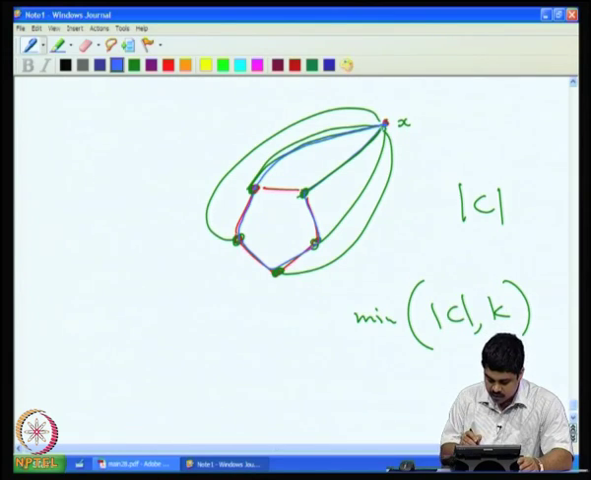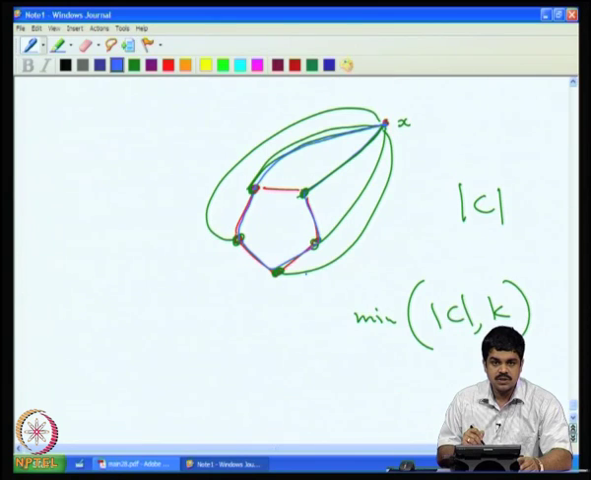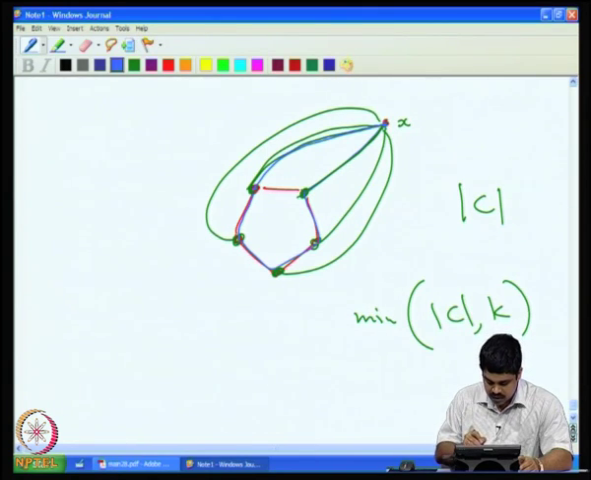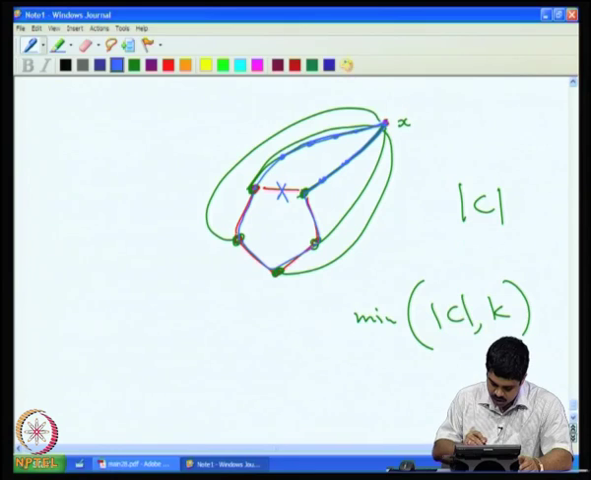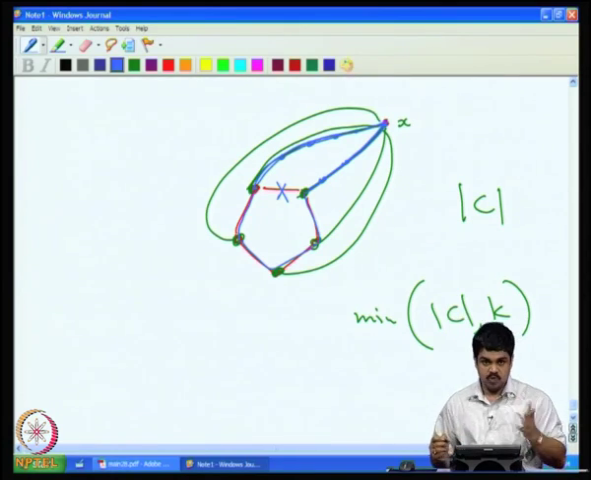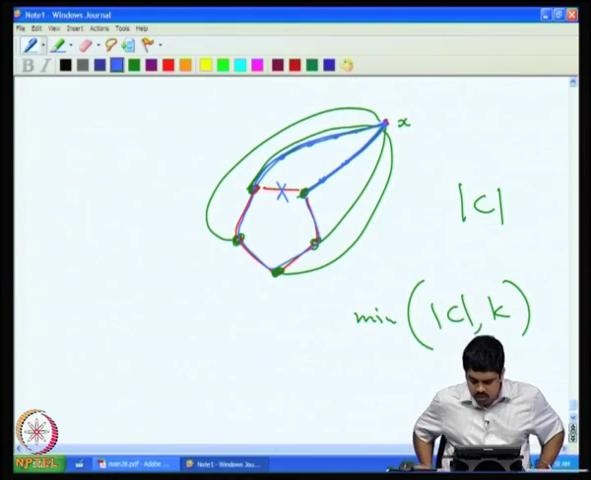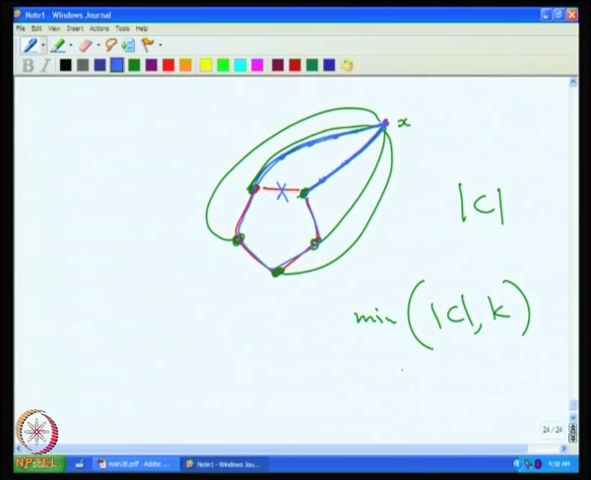That means there are so many fan paths coming from x and ending at all the different vertices of this cycle. That is not possible, because in that case I can make the cycle bigger by not going through this edge, but going here and coming back. It will be bigger by at least one more vertex. You may catch even more, right. So, it is not minimum of C comma k. In fact, C is bigger than k. In fact, we know that C is bigger than k. So, therefore, k is the smaller of the two.